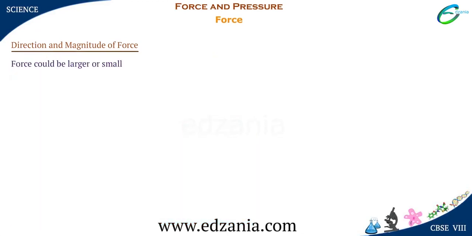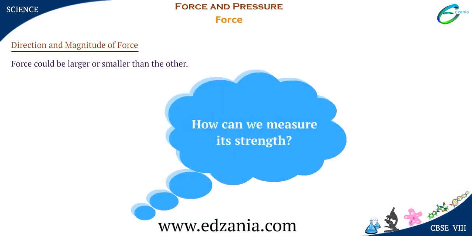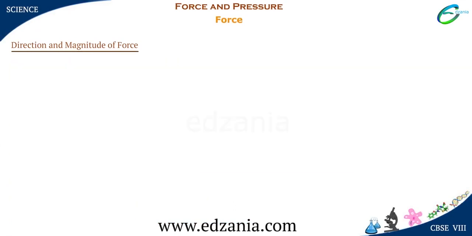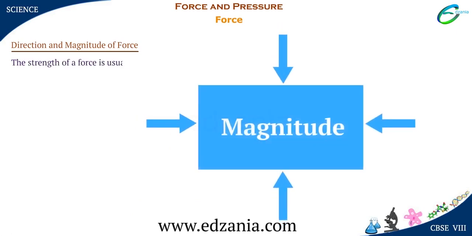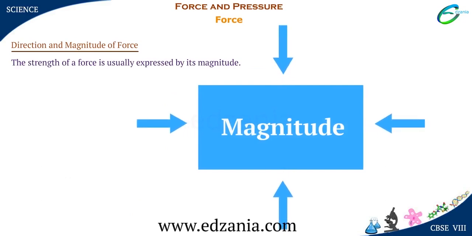A force could be larger or smaller than another. How can we measure its strength? The strength of a force is usually expressed by its magnitude. So, in order to express a force, we have to specify its direction as well as its magnitude.